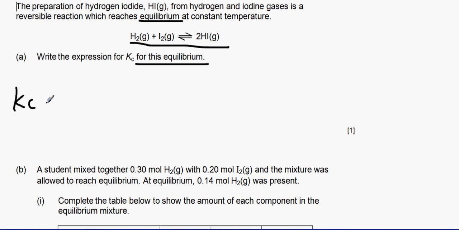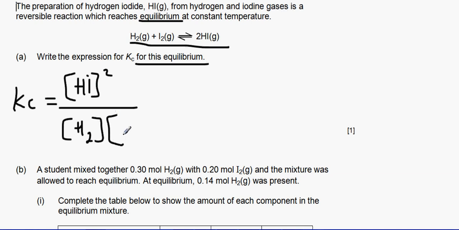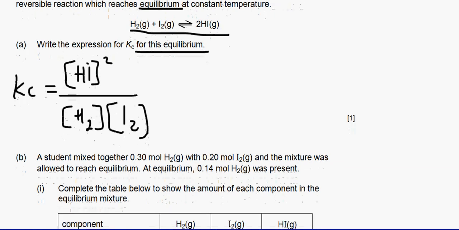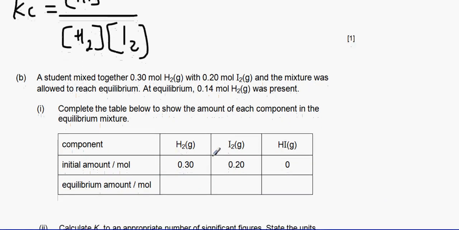So that would be Kc equals the concentration of HI squared over H2 times I2. And that will give you the mark. The next question is that the students mixed together 0.3 moles of H2 with 0.2 moles of I2 at the start. And that's very important because this is the type of question that requires you to figure out how many moles have been used up. And there we go. Okay, we even got a table. They even gave us a nicely laid out table.